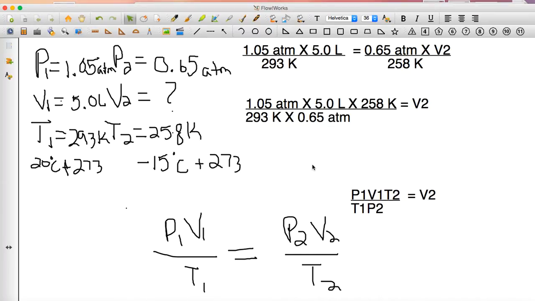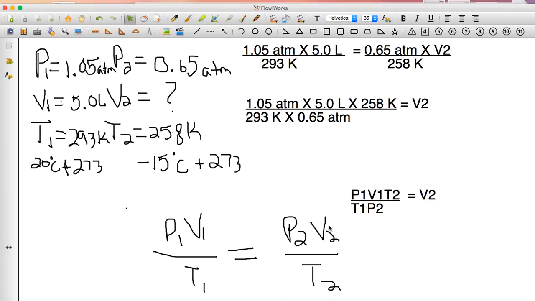So this is a combined gas law. I've set everything up here, and I'm trying to solve for V2. Okay, this is algebra, guys. You're just trying to get V alone, and how do I solve for that? Down here, I showed you how I did it.